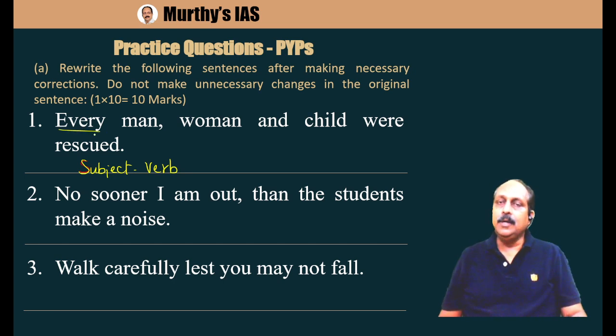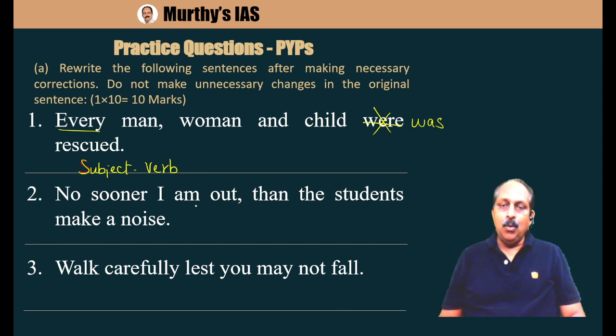Here, every is a clue for you. When we say everyone, everybody, every man, every woman, and every child, we are talking about one person, singular. Based on that, we have to use a singular verb. Every man, every woman, and every child was rescued. We cannot use a plural verb. That is the error. And this question is based on subject verb agreement.